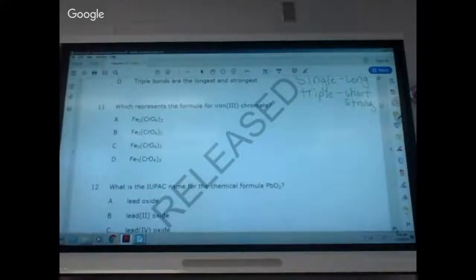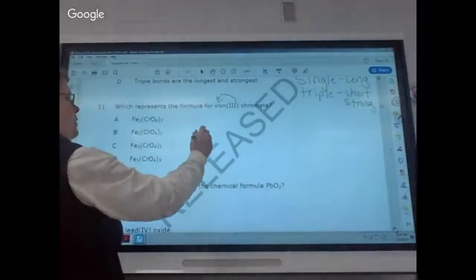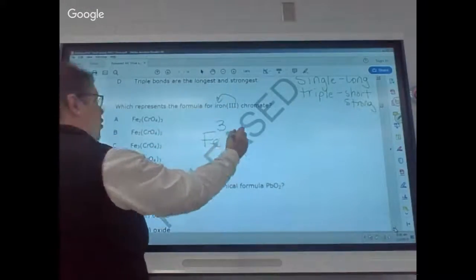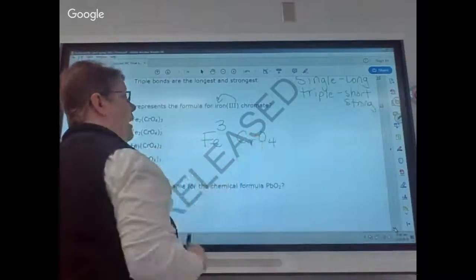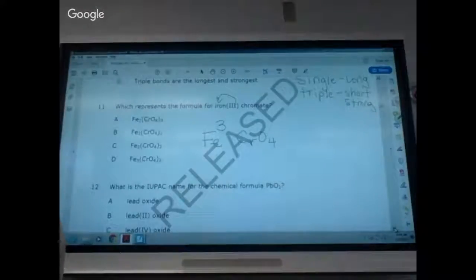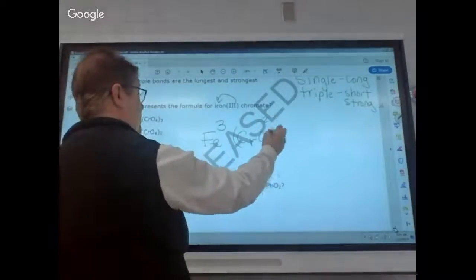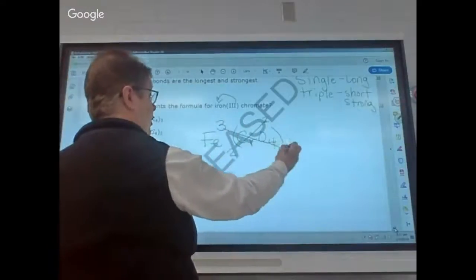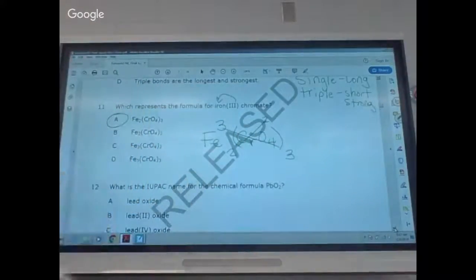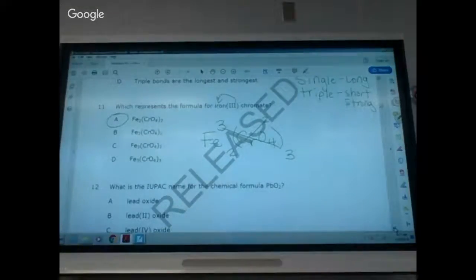Iron has a Roman number here. Remember, the Roman number always goes to the first element, so iron has a 3. Chromate is CrO4. You find it on your reference table. What page is it, Caroline? Page 7. Look it up. It has an oxidation number of 2. Parentheses. Bring your 2 down. Bring your 3 down. And you'll know it's A. Okay? Now, number 12.